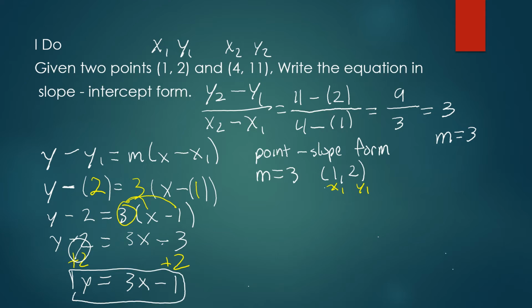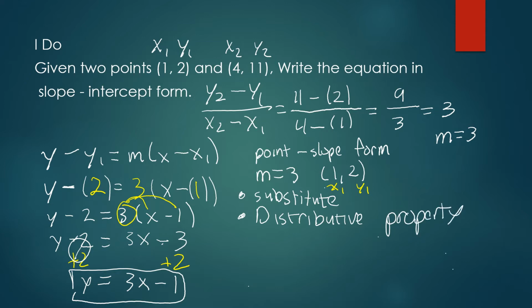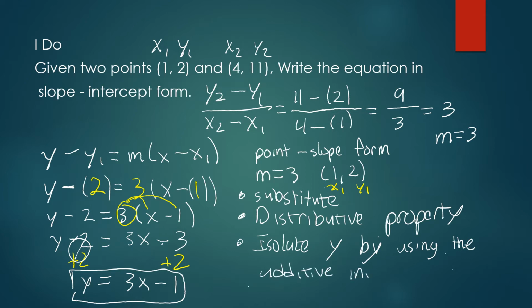Box that in. So our steps were: first, substitute. Secondly, distributive property. Then isolate y by using the additive inverse.